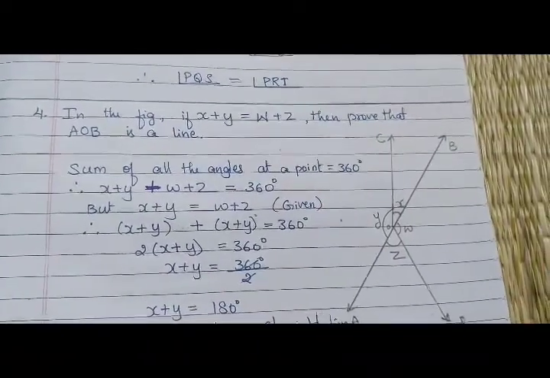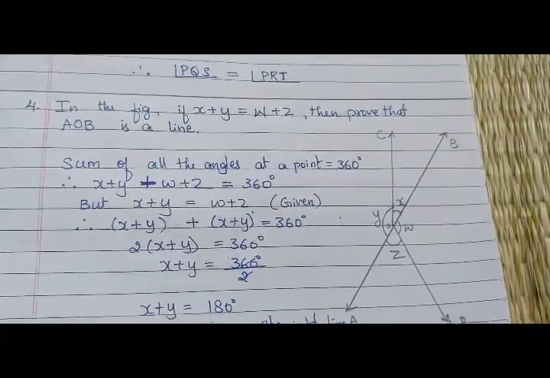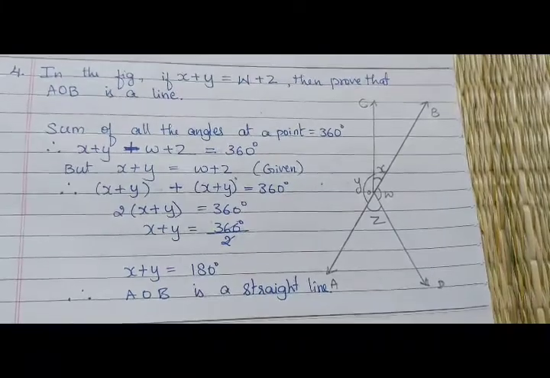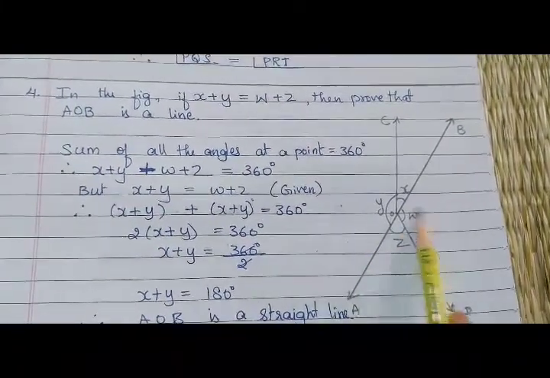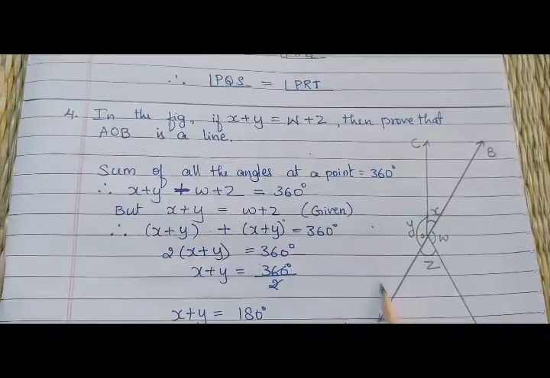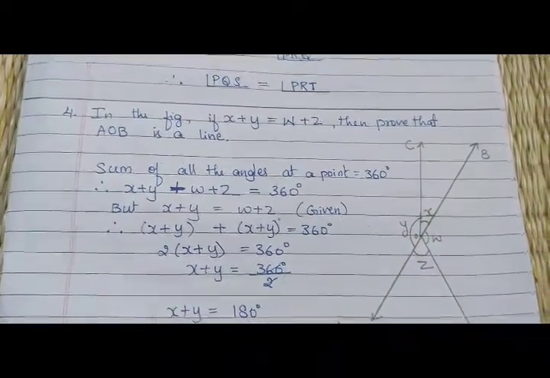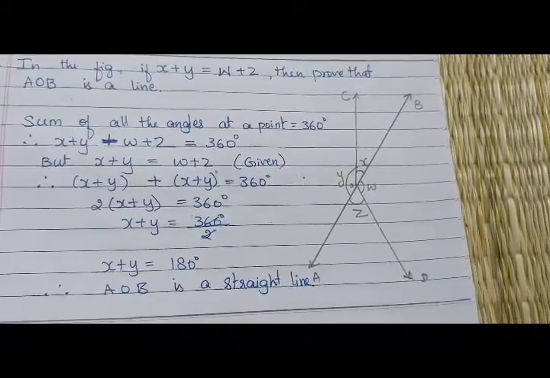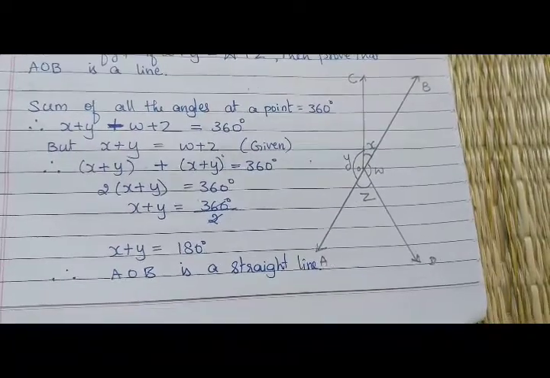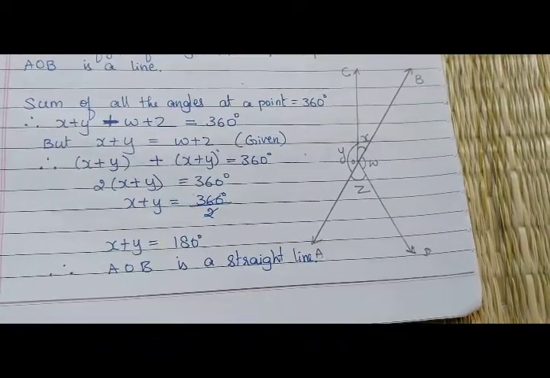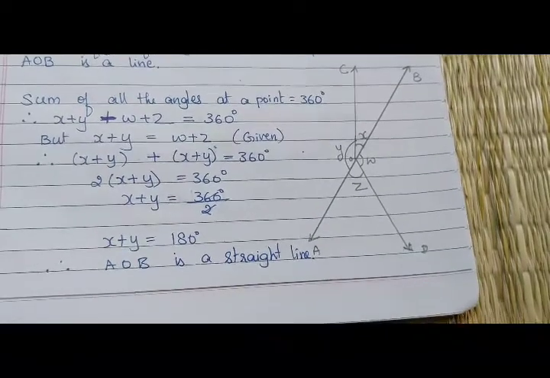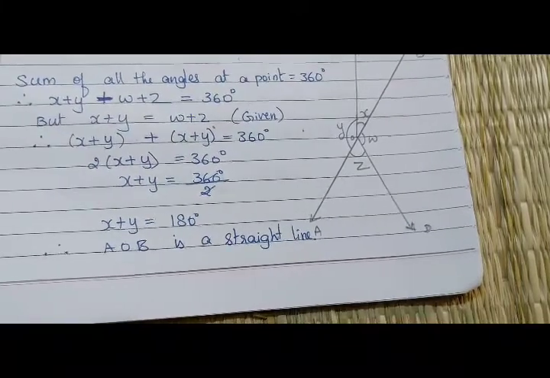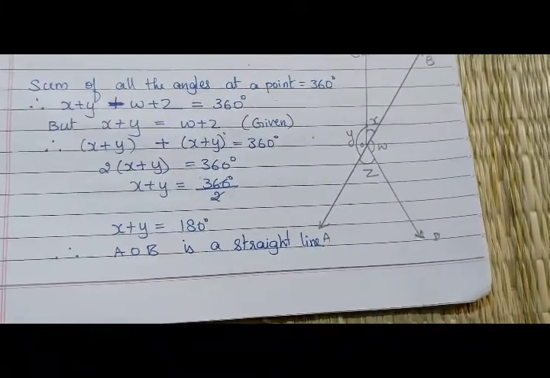In the figure x plus y is equal to w plus z, then prove that AOB is a line. Sum of all the angles at a point is equal to 360 ಅಲ್ವಾ. ಒಂದು ಲೈನ್ದು 180 ಆದರೆ ಇಲ್ಲಿ 2 ಲೈನ್ ಇದಾವಲ್ಲ, ಈ ಕಡೆ ಇದೊಂದು, ಸೊ ಇಟ್ ಇಸ್ 360. ಬಟ್ x plus y is equal to w plus z ಅಂತೆ ಕೊಟ್ಟಿದ್ದಾರೆ. ಇಟ್ ಇಸ್ ಆಲ್ರೆಡಿ ಗಿವನ್. Therefore x plus y plus x plus y is equal to 360. ಎರಡು ಈಕ್ವಲ್ ಆಗಿರೋದ್ರಿಂದ we can take one thing 2 times. So it is 2 into x plus y is equal to 360. x plus y is equal to 180 ಆಗುತ್ತೆ. Therefore angle AOB is a straight line.